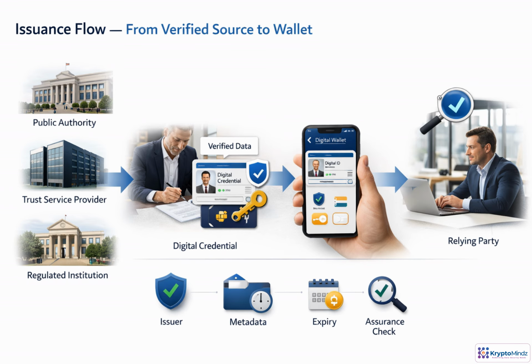Issuance starts when the holder asks an authorized issuer for a credential. The issuer first authenticates the person and verifies the underlying data. Once satisfied, it creates a digital credential and signs it with its private key, binding the data to its trusted identity. That signed credential is stored in the holder's wallet, together with metadata like issuer, dates, and status. Later, relying parties use this information to judge assurance before accepting it for KYC.